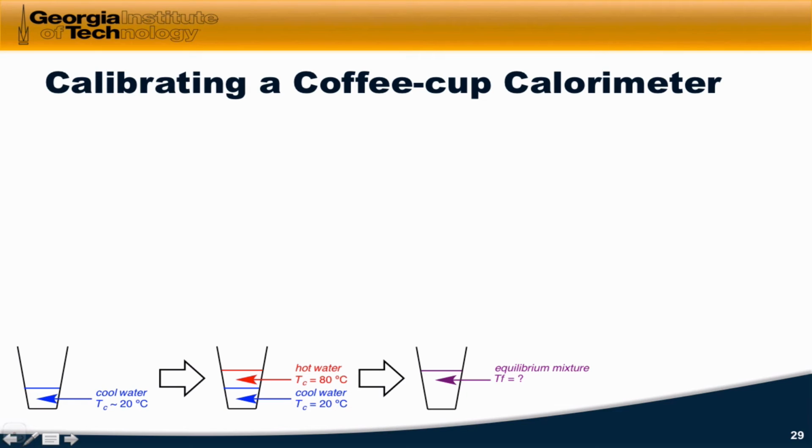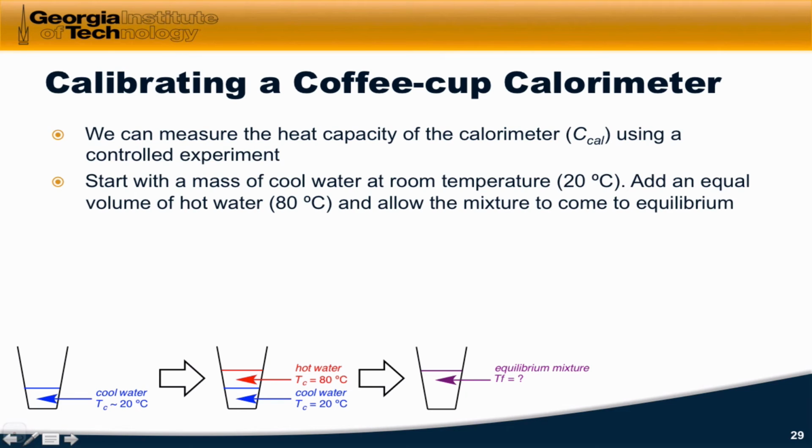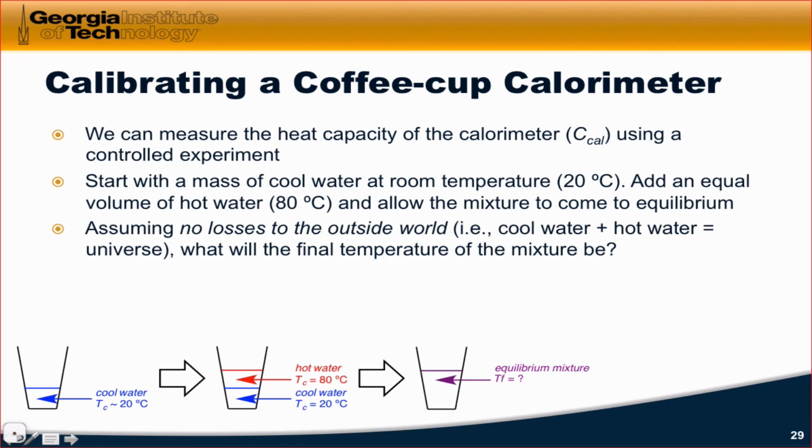Well, what we have to do is calibrate the calorimeter using, for example, a liquid such as water at known temperatures. So we're doing here a controlled experiment. We start with a mass of cool water at about room temperature, say 20 degrees C. You see that at the bottom left of the slide here. We add to that an equal volume and an equal mass of hot water at 80 degrees C, and we allow the mixture to come to equilibrium. In theory, assuming that no heat is lost to the outside world, the equilibrium temperature will be halfway between the hot water and cool water temperatures. That happens because we're using equal masses of the hot and cold water. That's not too difficult to show.